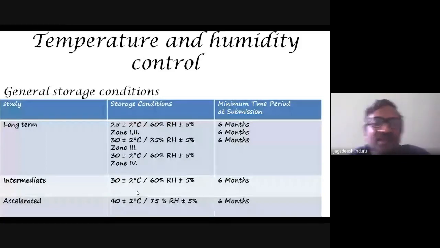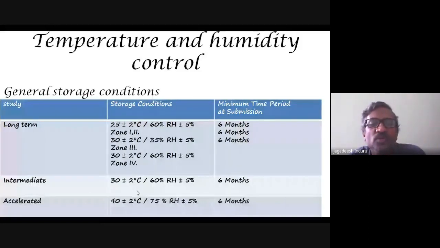If you are doing 25 and directly jumping to 40, say for example you have a failure at the accelerated condition like 40 in your stability testing, then what will happen? You can use the intermediate data and tell that you should not increase the temperature beyond 30 by having this data. So we need to study intermediate also at 60% RH, that is fixed.